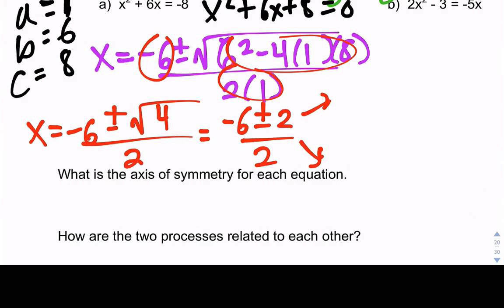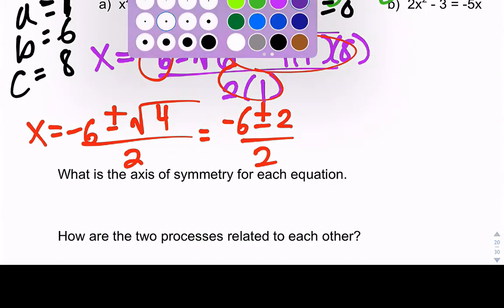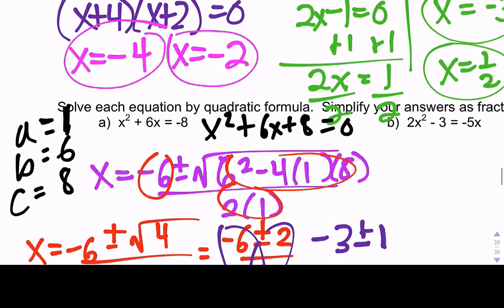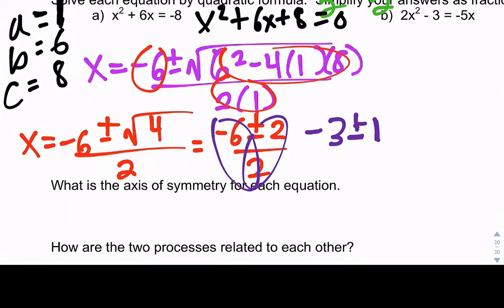Actually, let's do this differently. Okay. And you'll see why once we go over the next question. So I'm going to take each term and divide it by 2 here. So we have negative 3 plus or minus 1. And then we get our answers. Of course, we had it above. We had negative 4 and negative 2. Negative 3 minus 1 is negative 4. Negative 3 plus 1 is negative 2.